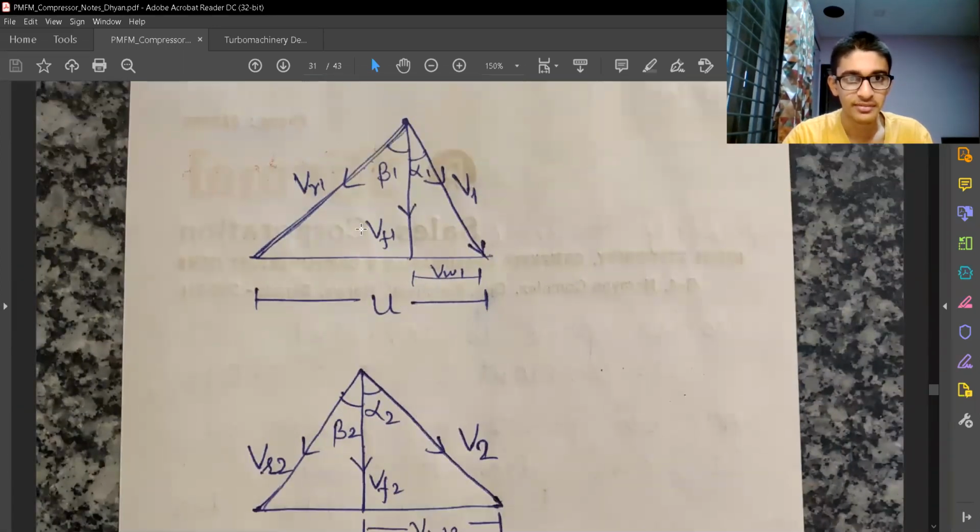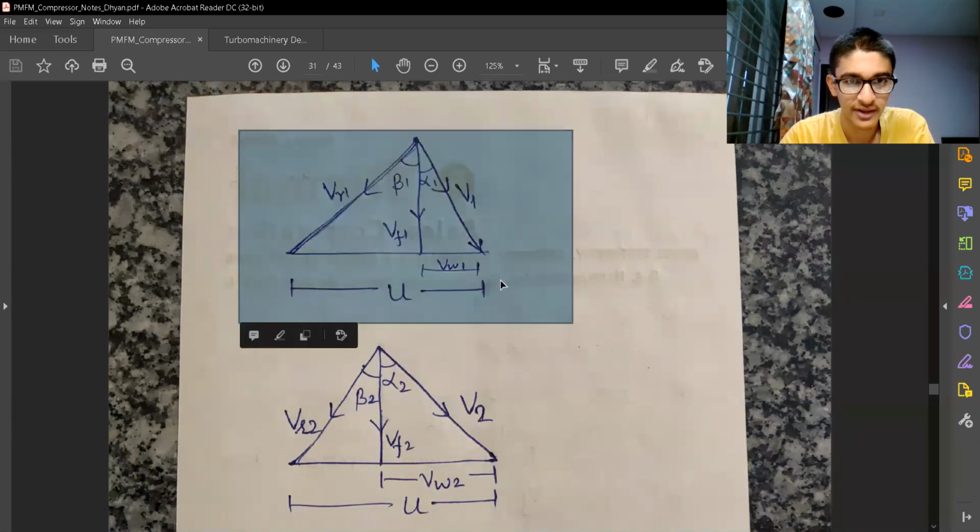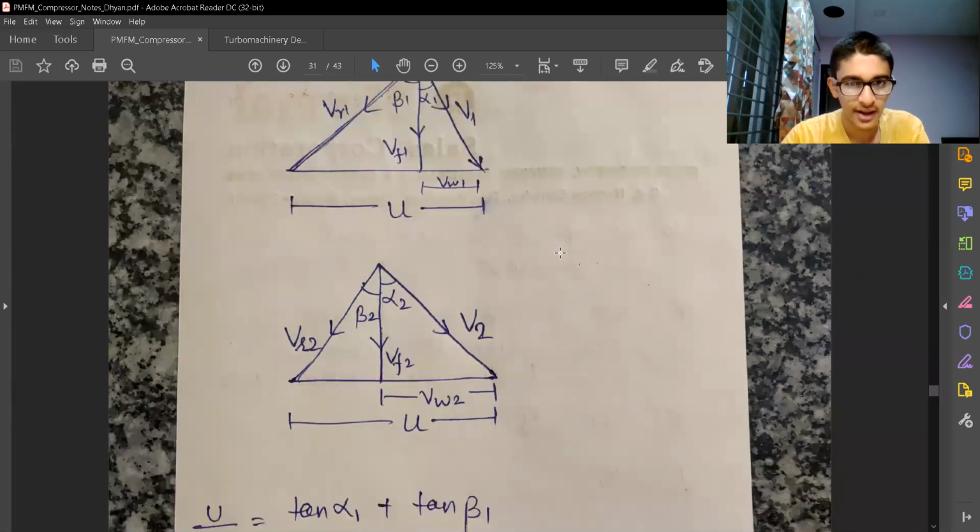You must note this down because these are the things which will be helpful to solve numericals. U looks like this, V1 is over here, and VR1, the relative velocity, is here. We have defined angles with respect to the perpendicular direction of U, and the direction perpendicular is where the flow velocity, or the axial velocity, is. This is the inlet velocity triangle. This is the outlet velocity triangle, outlet from the rotor.